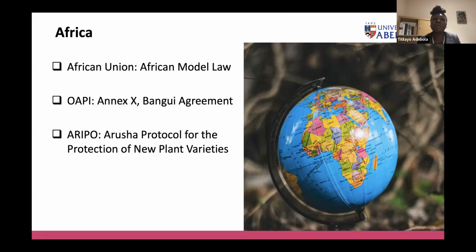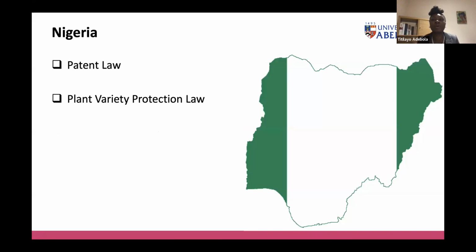So ARIPO has adopted the Arusha Protocol, which is soon to enter into force if they have the right number of ratifications in line with the provisions. And that is also styled on UPOV 91. So you see a continent that is adopting a European-styled convention, but has not introduced the same types of exceptions as we have seen that Europe has carefully constructed in ways that suit their own domestic realities. And that would be the call for my intervention.